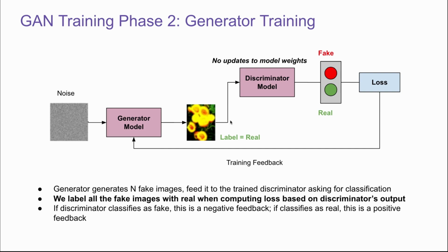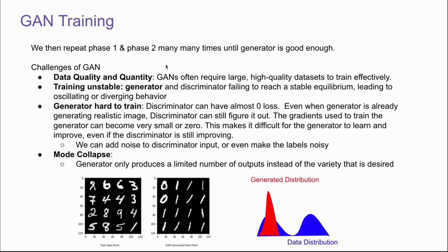In this case, if the discriminator classifies an image as fake, this is negative feedback for the generator model. If the discriminator classifies it as real, this is positive feedback: generator, you're doing a good job. So we update the generator weights with the loss calculated. We do not update the discriminator weights. We then repeat phase 1 and phase 2 many times until the generator is good enough.